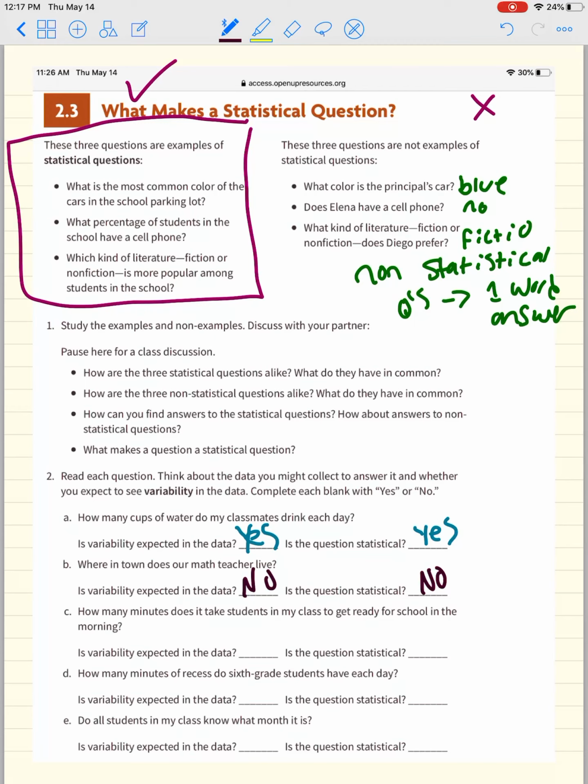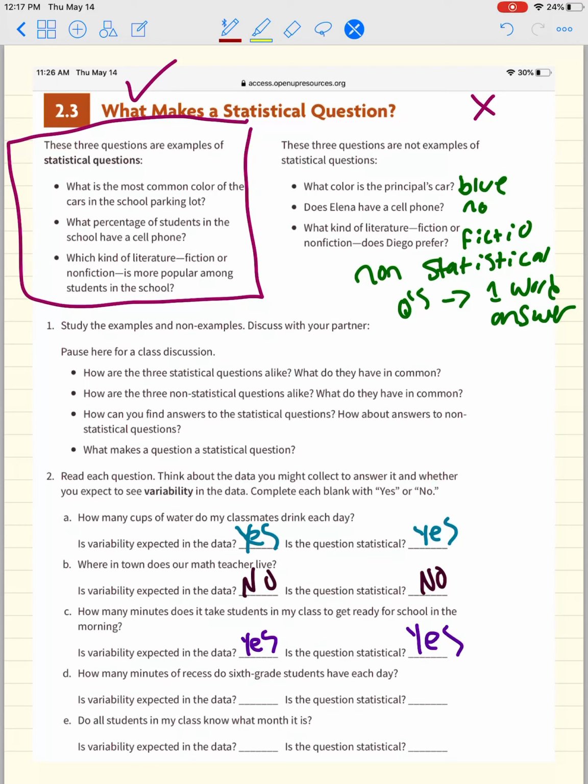How many minutes does it take students in my class to get ready for school in the morning? Okay, well, let's think about it. Maybe it takes some of you 15 minutes, maybe 20 minutes, maybe a half an hour, maybe an hour, maybe an hour and a half, maybe 2 hours. This is a question that is going to have variability because you probably all don't take the same amount of time getting ready, and you could graph the answers. So yes, it has variability, and yes, it is a statistical question. That's a hard word to say, by the way, statistical.